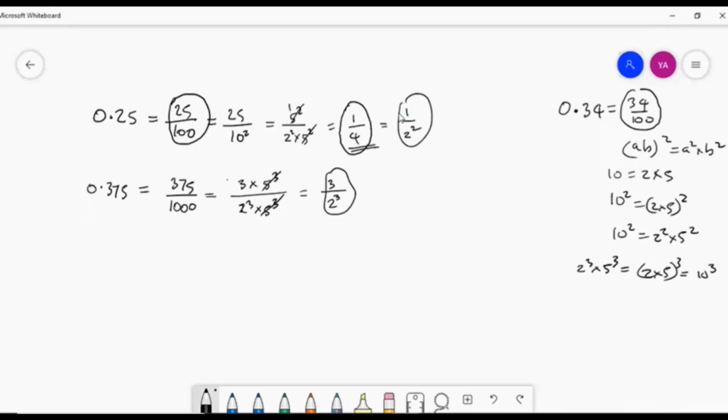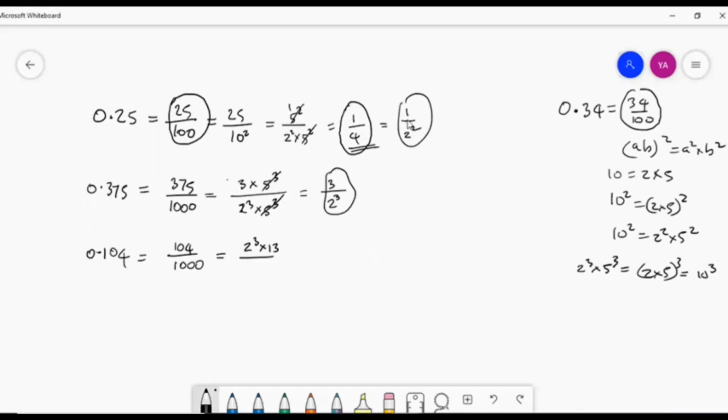The next example, one more example, 0.104. First we write it with the denominator a power of 10. How can we write it? 104 by 1000, the denominator is 1000, right? So how can we reduce this? What's the prime factorization of 104? Just try it. 2 cube into 13, that's correct. 2 cube into 13 is the prime factorization of 104.